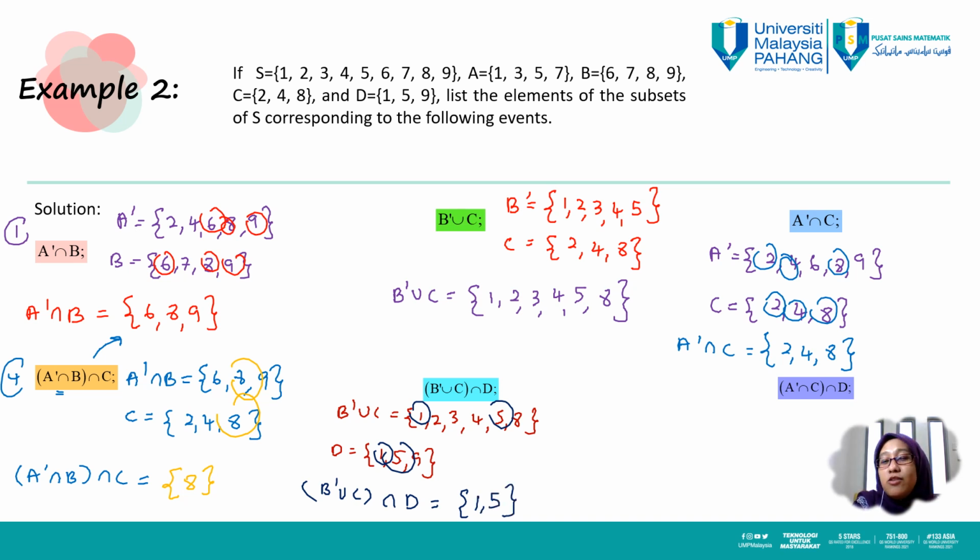Okay, and for the last one, I think you can try by yourself. I just give you the final answer. A prime intersect C intersect D is equal to empty set or null set. Please check, is it correct or not?